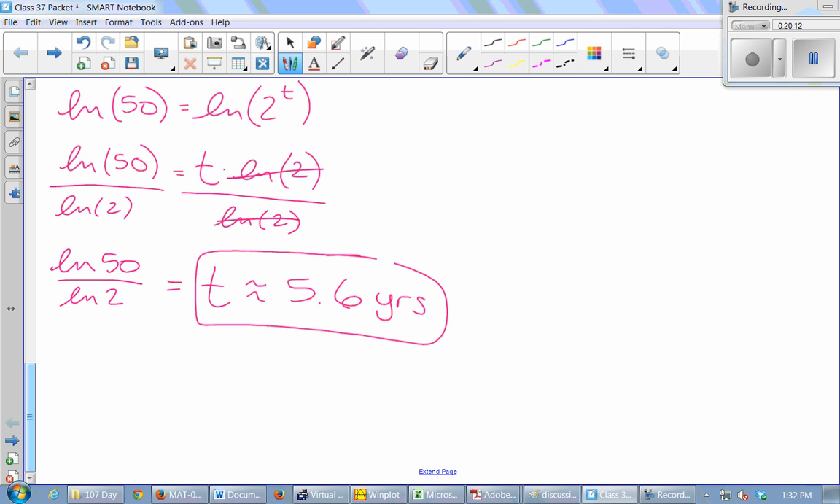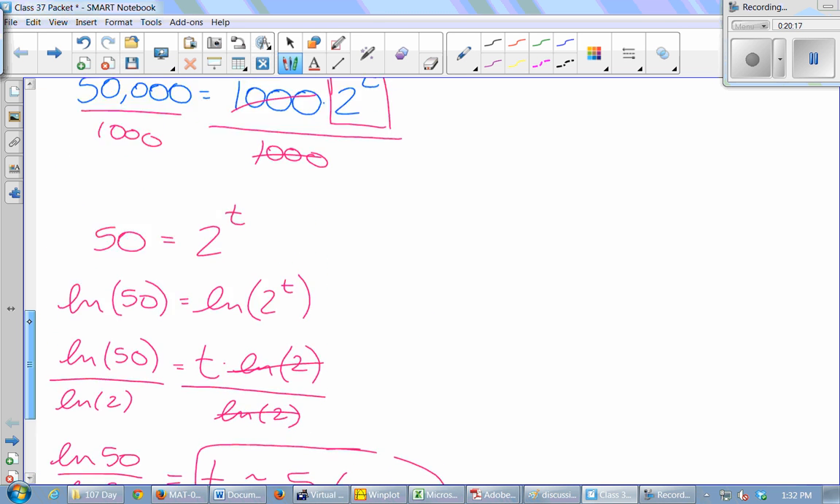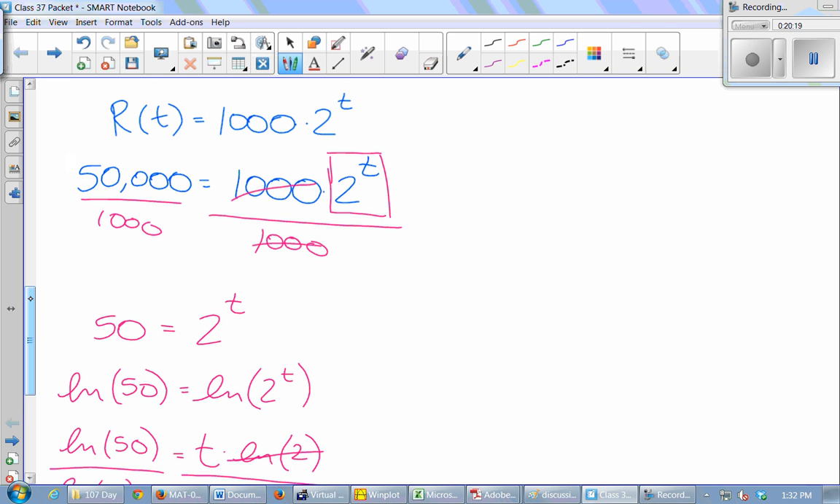So let's say you forgot to isolate the exponential expression before you took the log of both sides. Yeah, so let's see if it's possible. If I had 50,000 equals 1,000 times 2 to the t, and I just started by taking the ln of both sides.